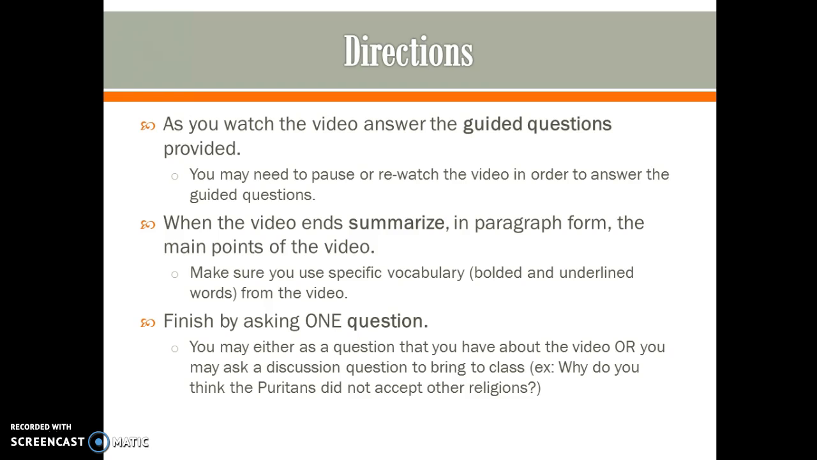As you watch the video, make sure that you answer the guided questions provided. You may need to pause or rewatch the video in order to answer the guided questions. When the video ends, summarize in paragraph form the main points of the video using the specific vocabulary given to you on the WSQ. These words will show up as bolded and underlined words during the video. Finish by asking one question. This could be a confusion question, a general question about the topics, or a discussion question for the class.